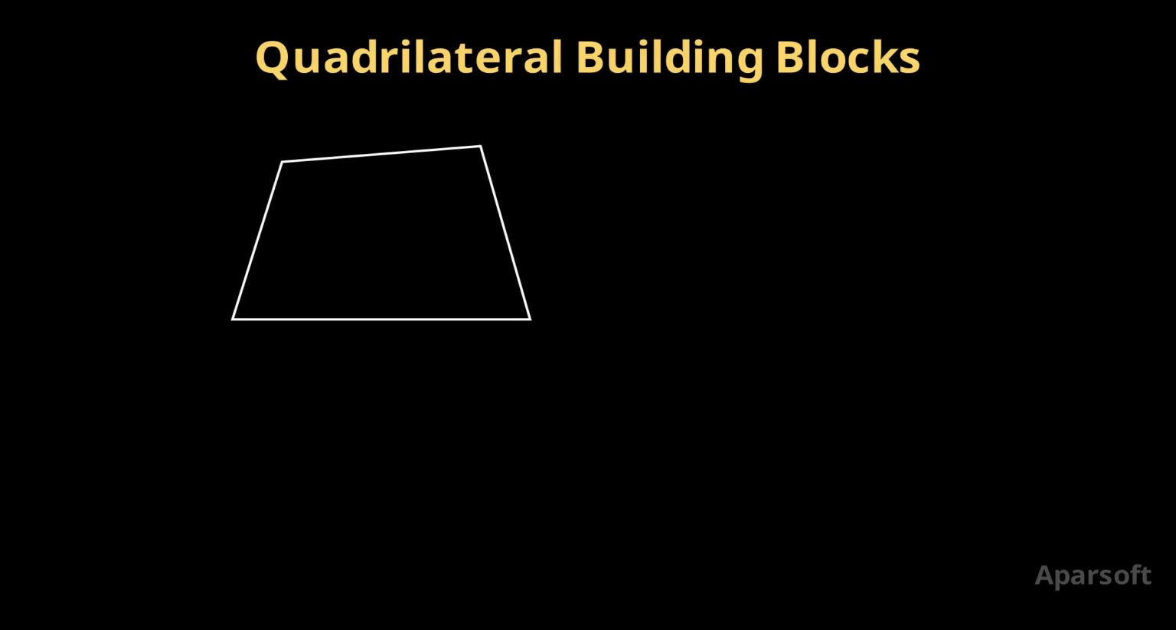Now let us look at the building blocks of a quadrilateral. A quadrilateral is a four-sided polygon. It follows the same rules, just with four of everything. It has four straight sides, four vertices where the sides meet, and four angles, one at each corner. So a quadrilateral has four sides, four vertices, and four angles.